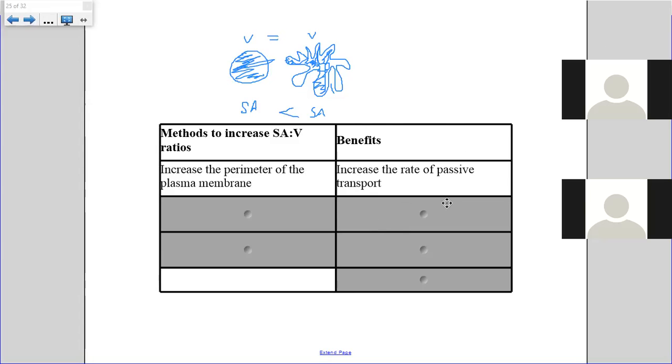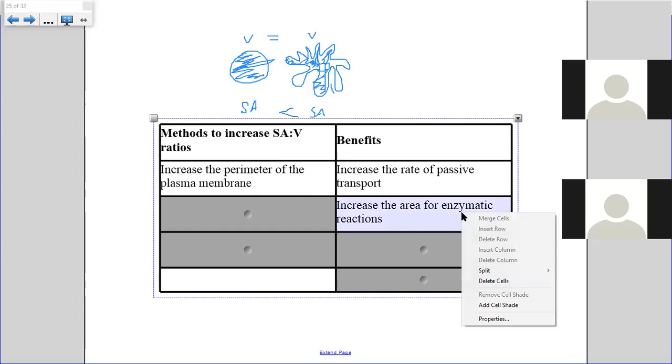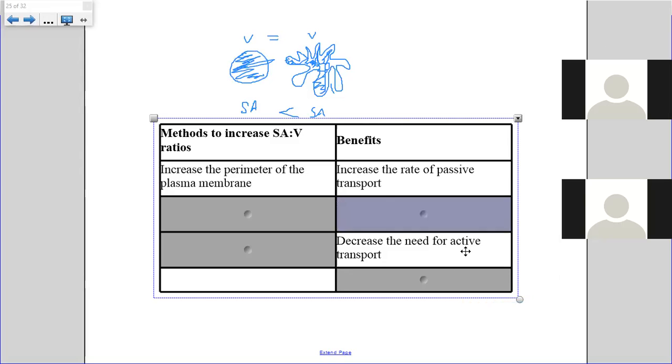That's awesome. Now, what's the inverse of that? If I increase the rate of passive transport, what am I decreasing the need for? Active. Energy. Yeah, exactly. Oh, hold on, I gotta get my shell back. Oh, wrong one. Yeah, I'm decreasing the need for active transport. If I decrease the need for active transport, then I'm going to be able to conserve energy.